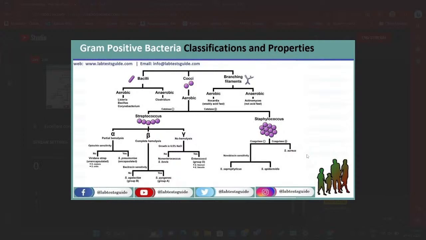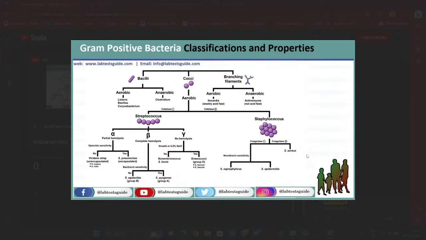Now, talking about the shapes of bacteria, we have basically three types of shapes: bacilli, cocci, and branching filaments. Bacilli means rod shaped, cocci means spherical, and branching filaments means filament type. Among bacilli we have aerobic and anaerobic. Aerobic means it can survive in the presence of oxygen, and anaerobic means it can survive in the absence of oxygen.